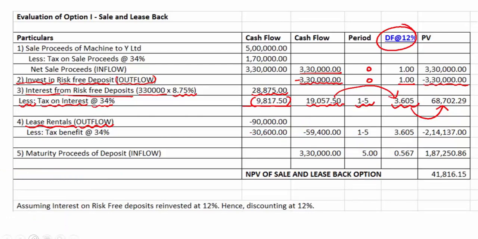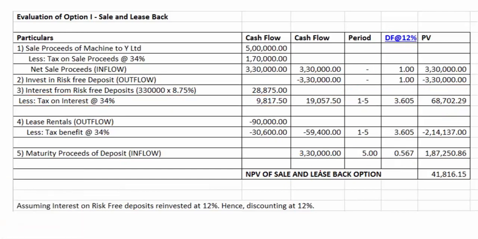Then what else is there? Yes, at the end of the 5th year, I will get back my deposit. So there is going to be maturity proceeds of the deposit, and all the interest was encashed, so it is going to come back as a simple principal. So there is going to be an inflow in year 5, which is 330,000. The relevant discount factor at 12% works out to 0.567, and the present value is 187,250.